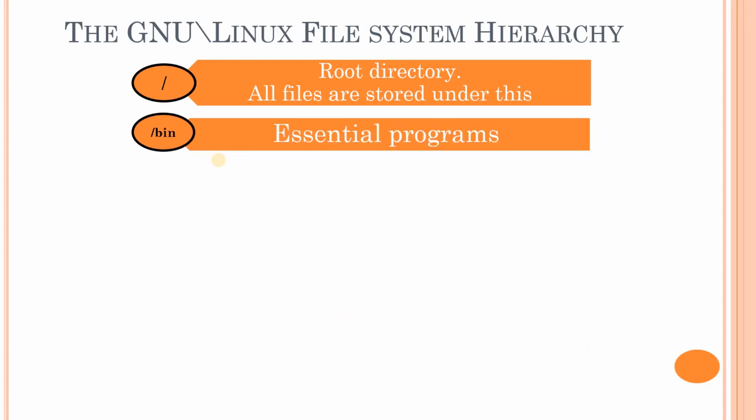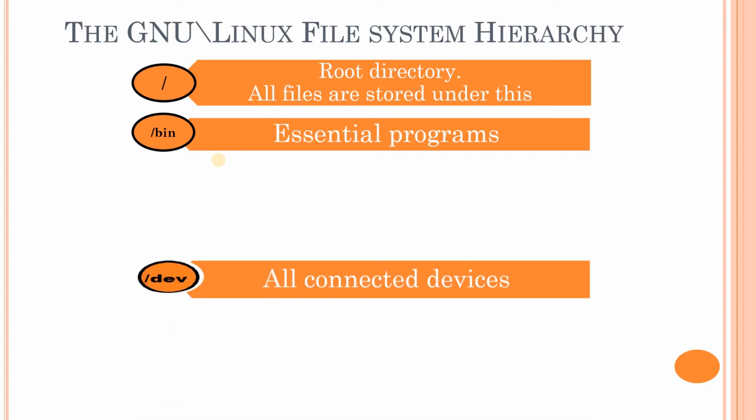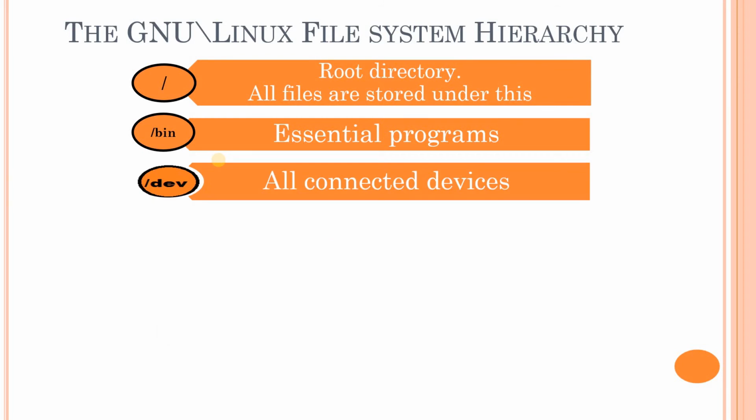/bin directory is going to store essential programs. The slash over here is indicating a directory. /dev is going to store all the connected devices. All the internal devices, temperature sensors, batteries, all the devices will be stored in this directory in the form of a file.